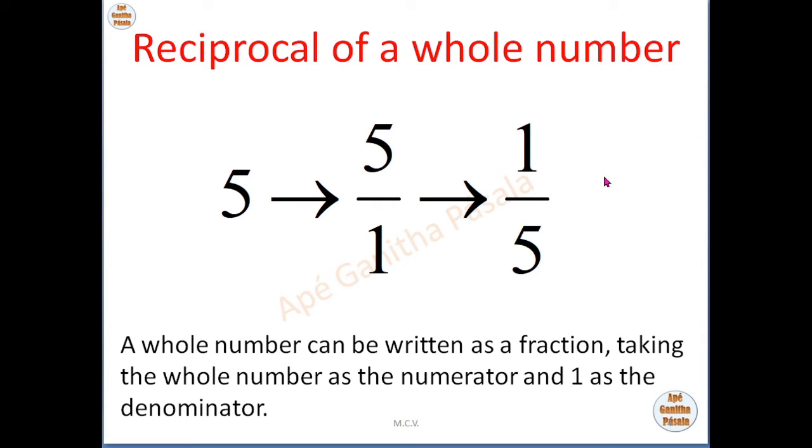1/5. Then you can notice that the reciprocal of a whole number is a unit fraction. Reciprocal of 5 is 1/5. Then think, reciprocal of 7, it is 1/7. Reciprocal of 8, 1/8. Like that. Reciprocal of a whole number is a unit fraction.